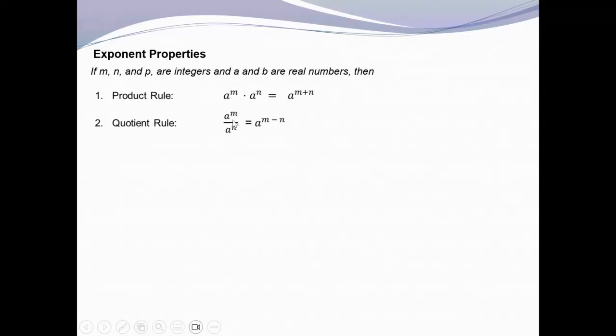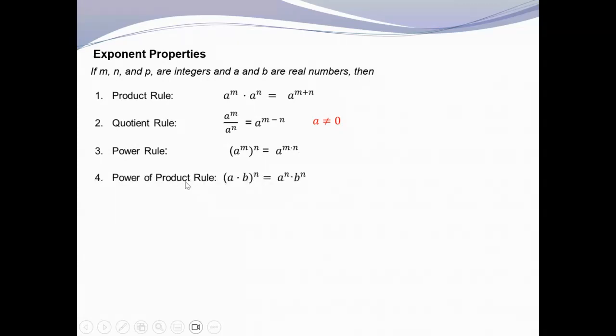This is the quotient rule. If you have the same base, but you're dividing, like a to the m divided by a to the n, then it's going to be a to the m minus n. You subtract the exponents. And a cannot be zero because if a is zero, it'll be undefined. This is called the power rule. If you have a to a power, like a to the m raised to another power, you multiply the powers.